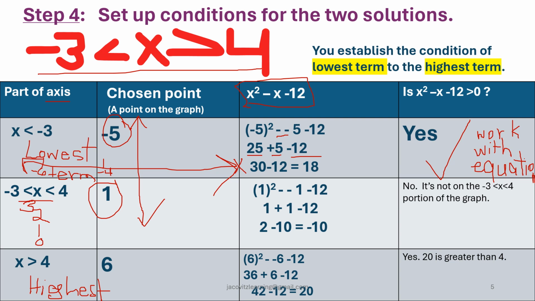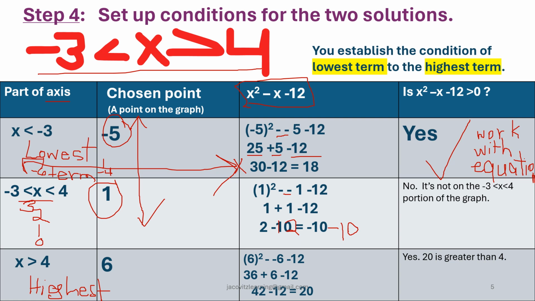1 squared is 1. These two negatives make this positive. 2 minus 12 is 10. Okay? So 2 minus is negative 10. I'm sorry. Is negative 10 on the graph.